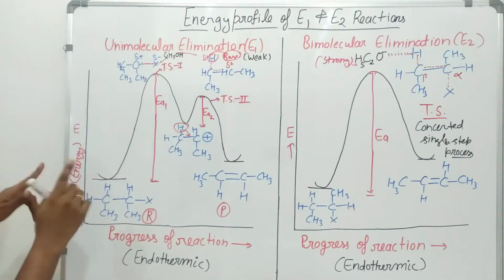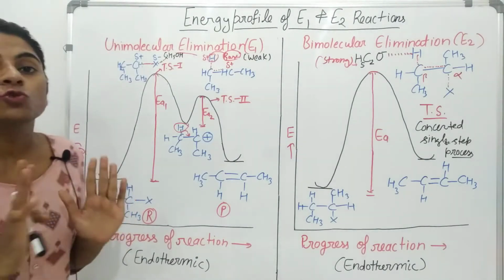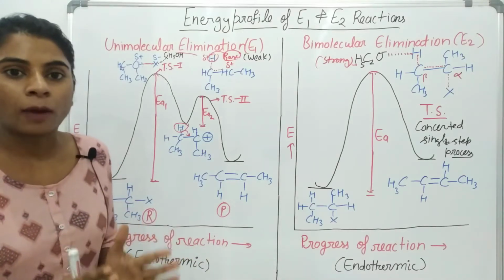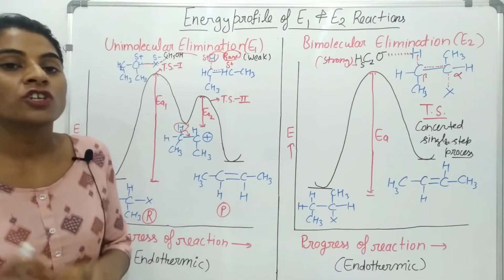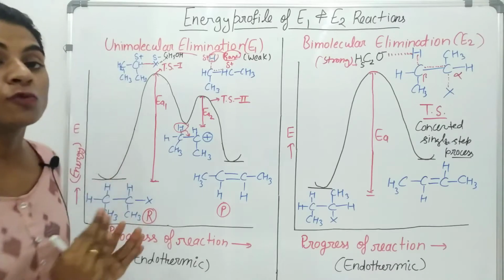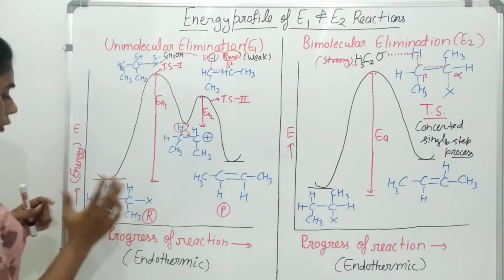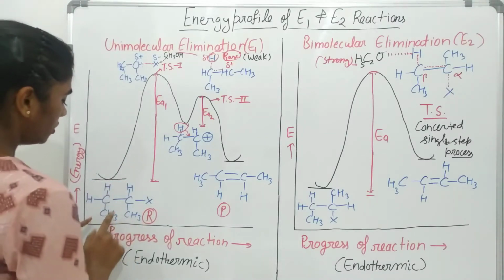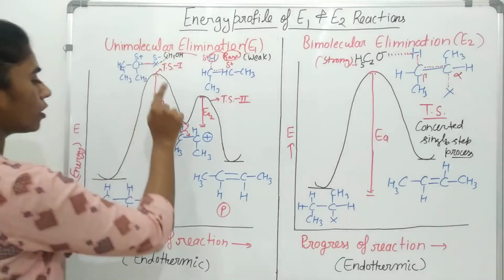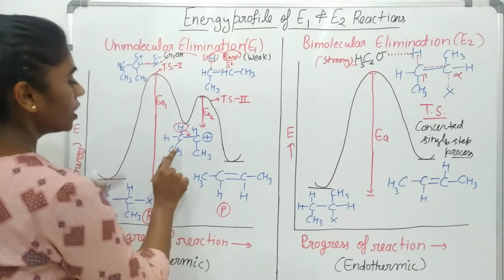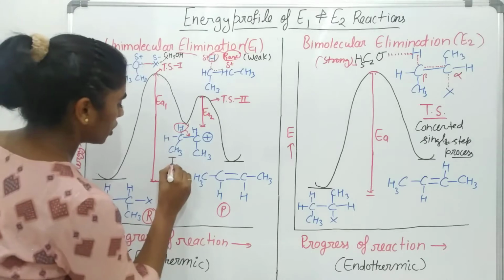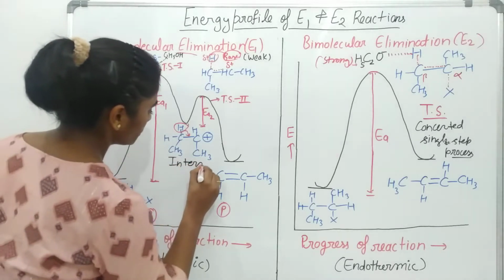You know that E1 is a two-step process. In the first step, formation of carbocation intermediate is going to take place in the E1 reaction. So what is going on here? This is the reactant, and this reactant is going to convert in the first process into the intermediate. So this is our intermediate, you can say the carbocation intermediate.